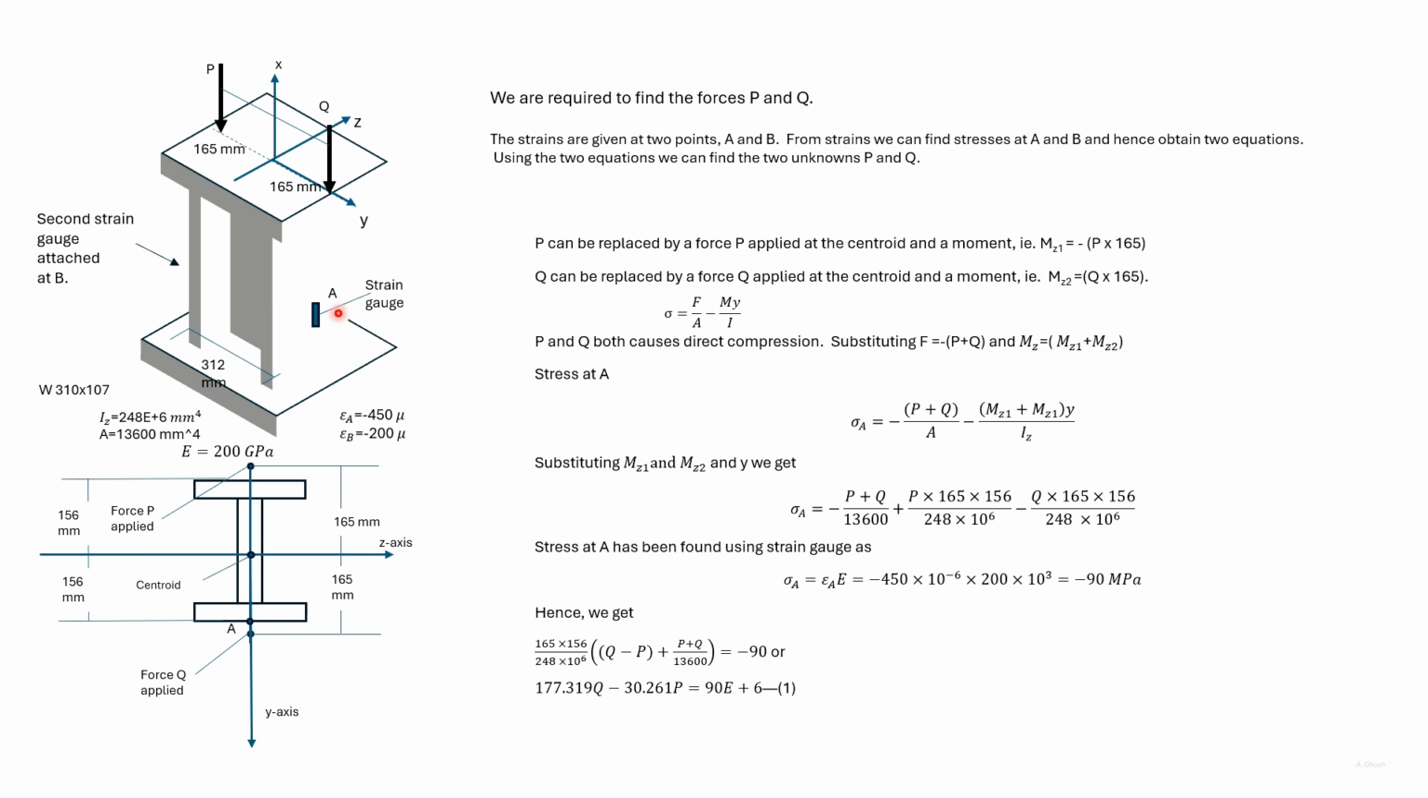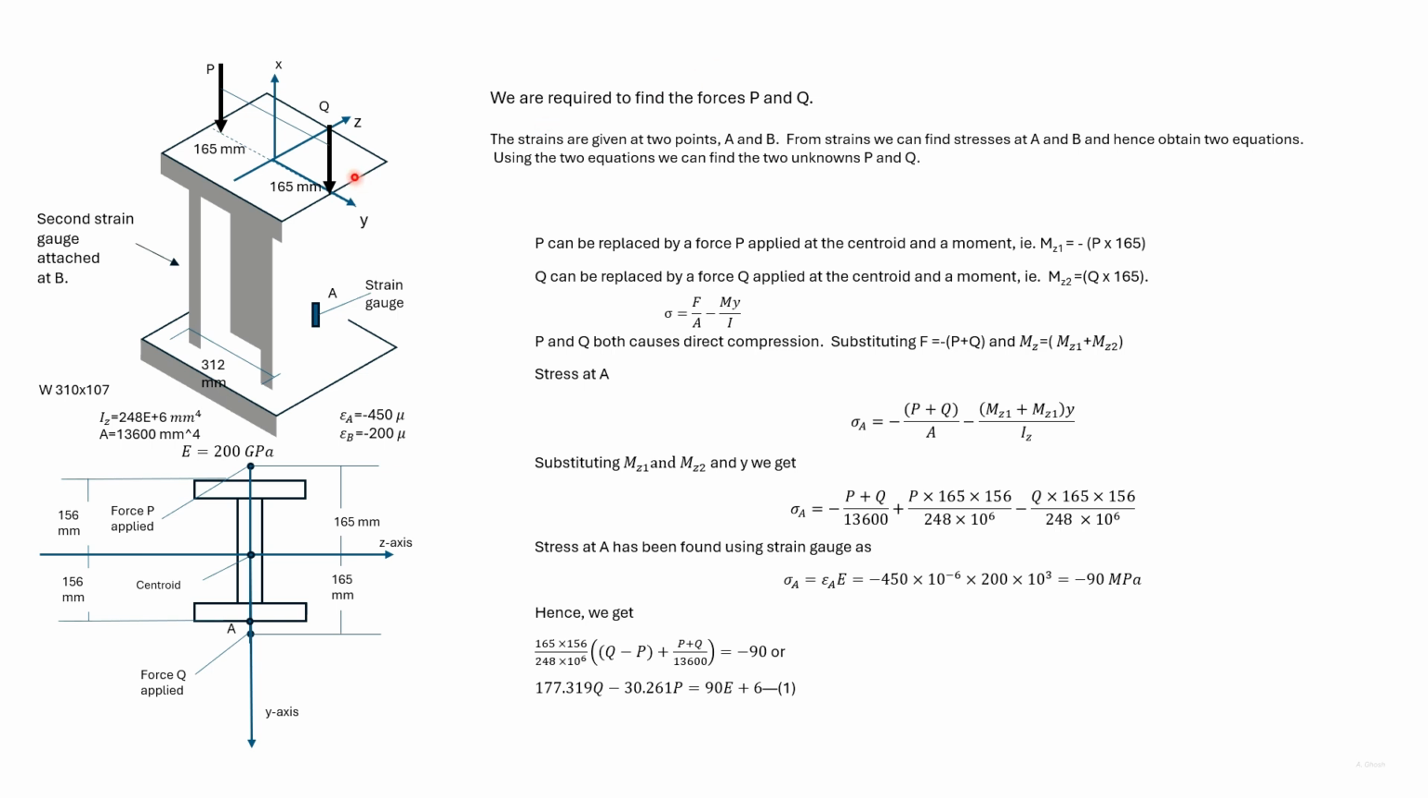Two strain gauges are at A and B, and the strains corresponding to the strain gauges are given along with the modulus of elasticity. So we can find the stresses acting at A and B. With the stresses known at A and B, we can write two simultaneous equations by which we can find out the forces P and Q.